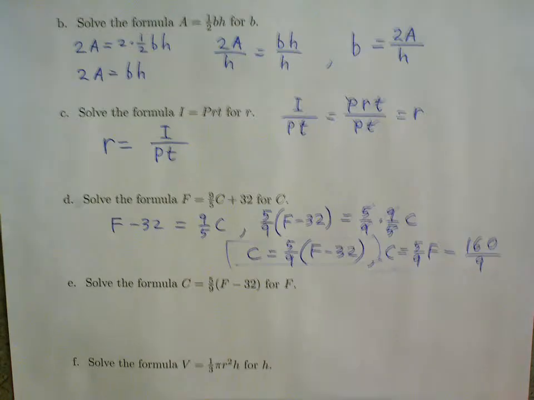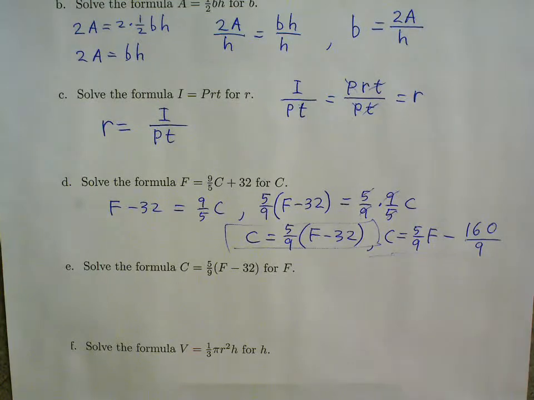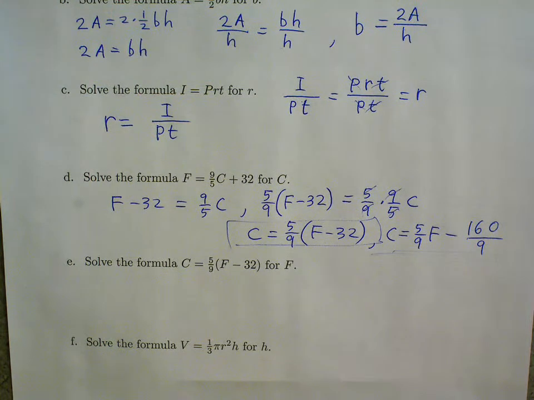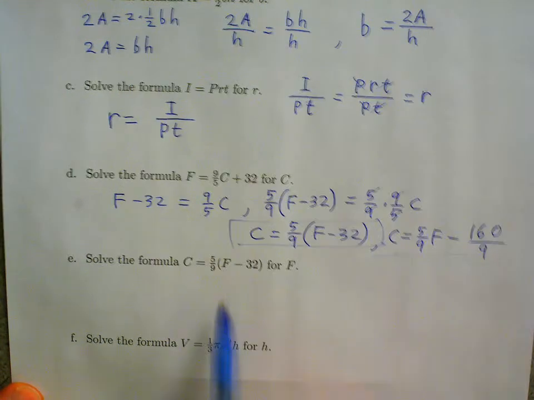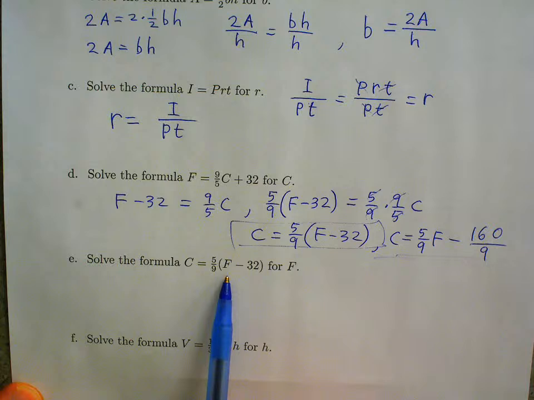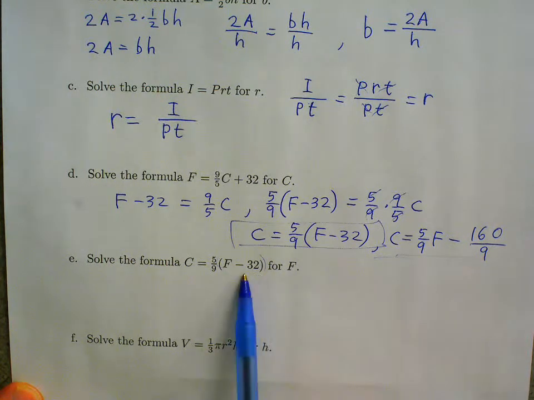Well, we know the answer to the next one. Solve the formula C equals 5/9 times the quantity F minus 32 for F. But we'll still go through the steps. We want to solve for F. We see that we have a coefficient factor of 5/9, 5/9 times the quantity F minus 32.